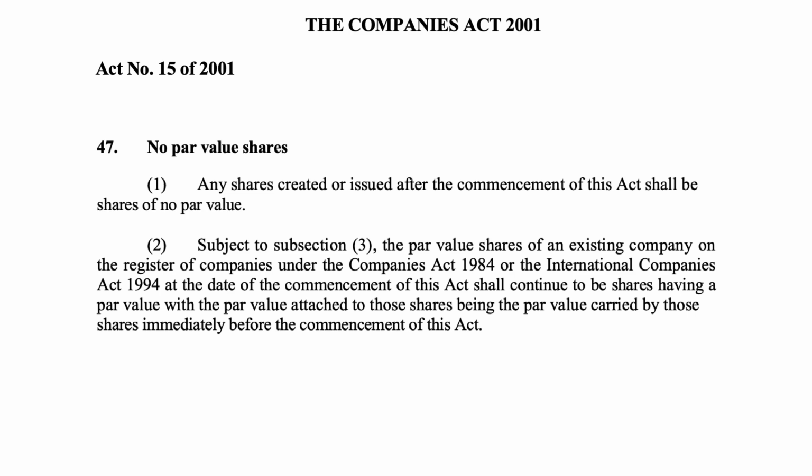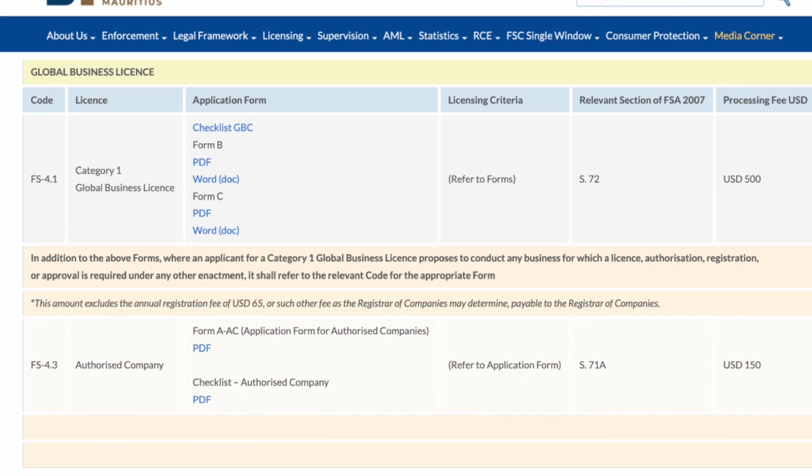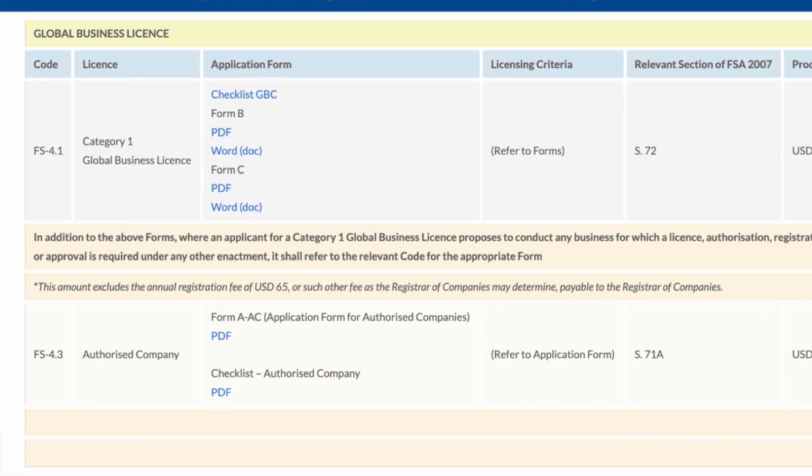Subsection 1 states that any shares established or issued following the initiation of this act, meaning post the year 2001, will be shares without a designated par value, meaning shares of no par value. This is applicable to domestic Mauritian companies, which are not offshore companies. However, global business corporations and authorized companies are exempt from this provision.